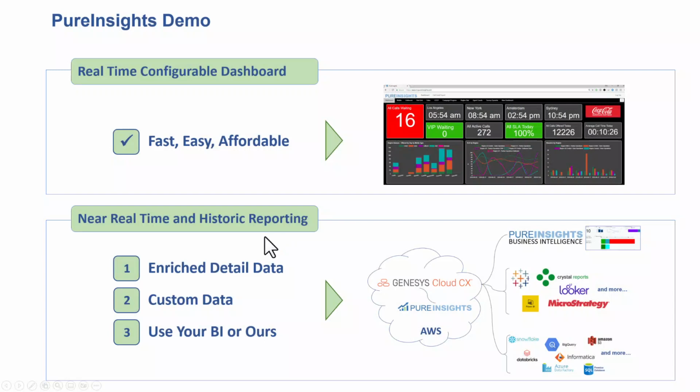Now let's take a look at PureInsights near real-time and historic reporting, and the key value proposition for this offering is that it features highly enriched detailed data that we're pulling out of the Genesys Cloud APIs, your custom data or participant data, and customers can get at it with our web-based reporting tool and their own BI and data tools. We're based in the same AWS region as the customer's Genesys Cloud, built as a cloud-native application in AWS.